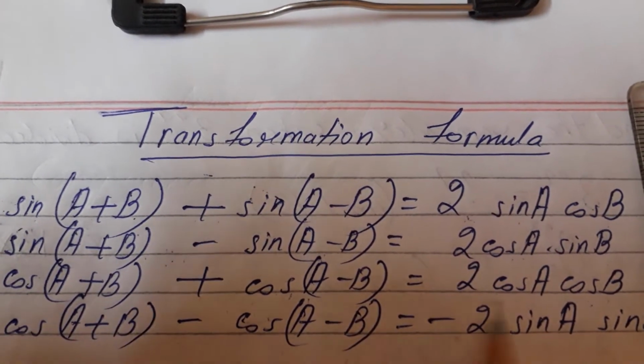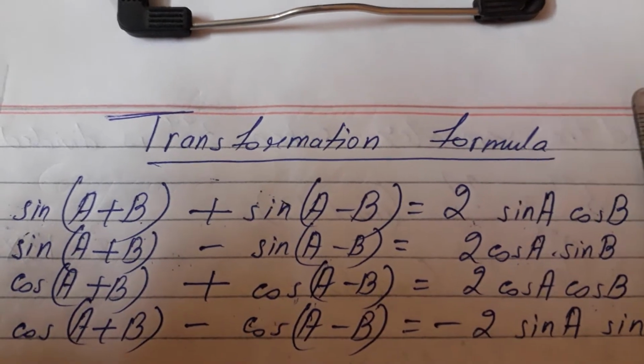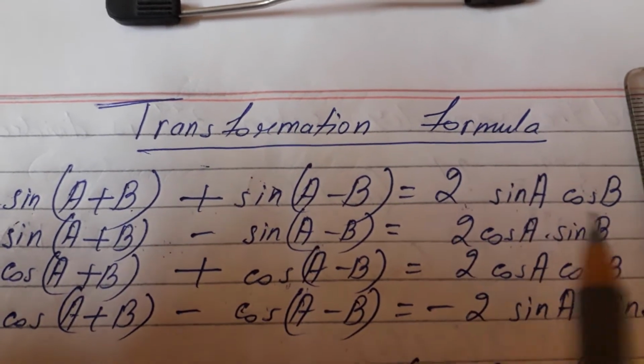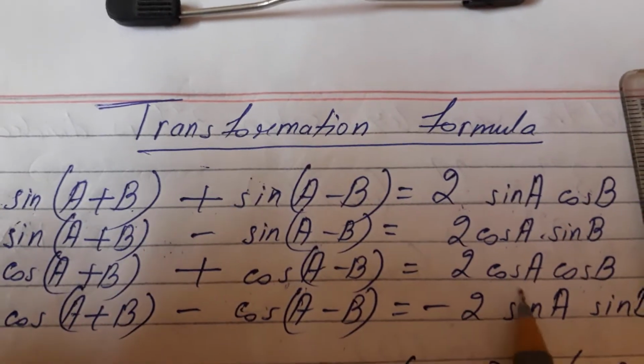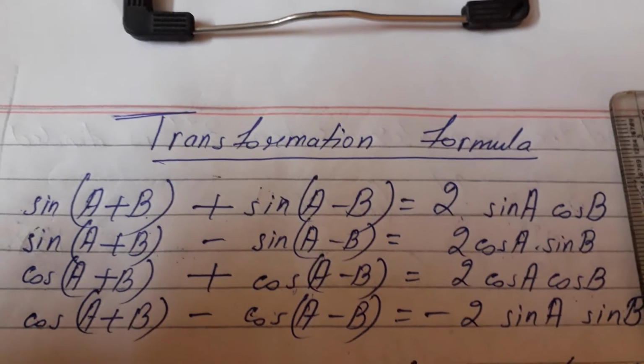Okay, cos means into same: cos a plus b plus cos a minus b. Cos means into same. Sin means into different. Into different means sin, and into same means cos. That you have to keep in your mind.